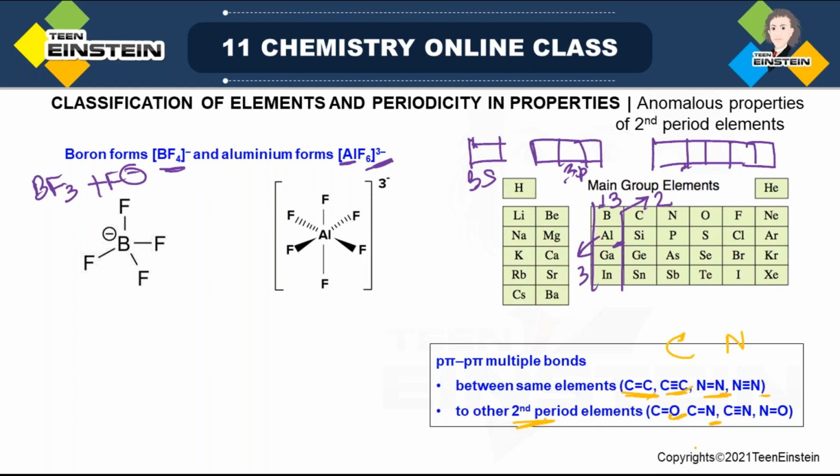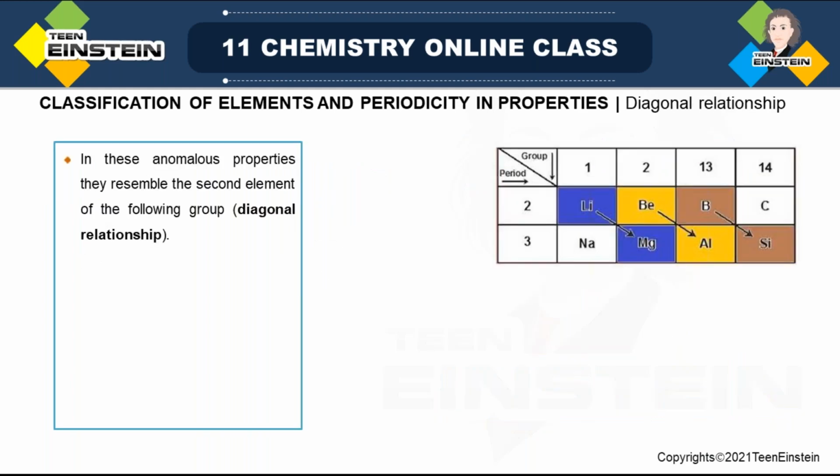So two properties you are seeing in this slide, one is maximum covalency 4 and they can form pi bond, and the most important anomalous property is diagonal relationship. So now we will see that.